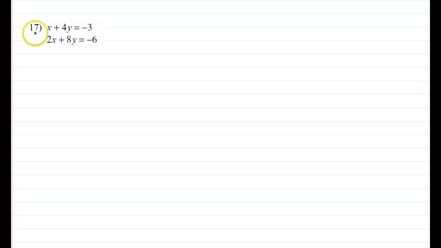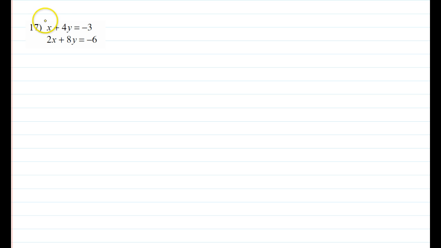All right, so as we look at 17, you should notice that we don't have opposites right now. So we wouldn't want to add. If I add right now, I get 3x plus 12y equals negative 9. And so I need one of the x's or the y's to go away. And so what we want to do is, this would be a good problem if this had a negative 2 there. So if we had negative 2x, that would be perfect. But it wouldn't be fair to just put negative 2 in that one spot.